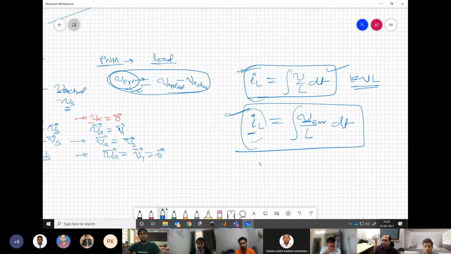Understanding my point? In ideal scenario, what will happen? Our current vector will be going on a circular trajectory. But whenever there is ripple, it will deviate from its path. That is what we are trying to see, how that path will look like. Correct? Clear or not?